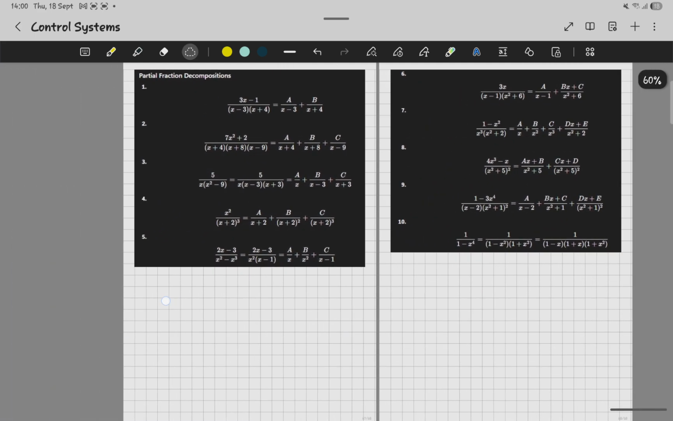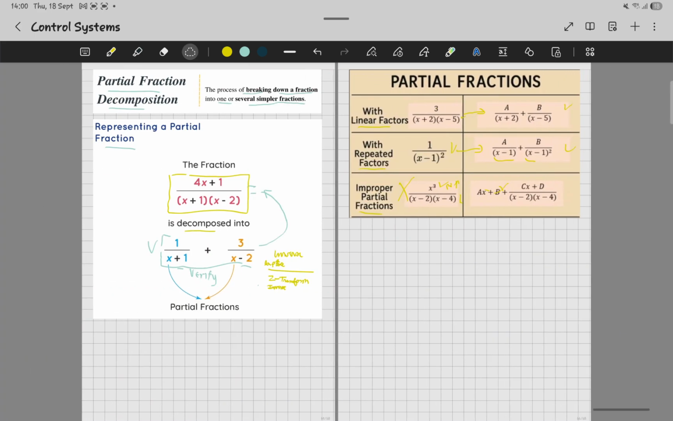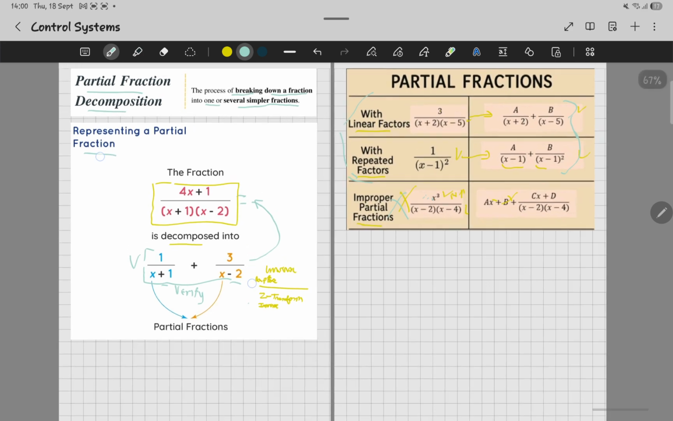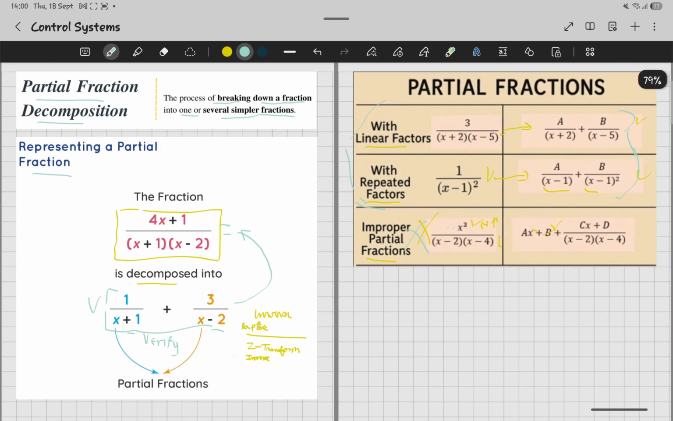I'll provide you 2 methods of solving them. Okay, and remember that we're going to focus more on these 2 types. Okay, and we will avoid the improper partial fraction, where the power of the numerator is higher than the denominator. Okay, so this is it. So let's get right into it.